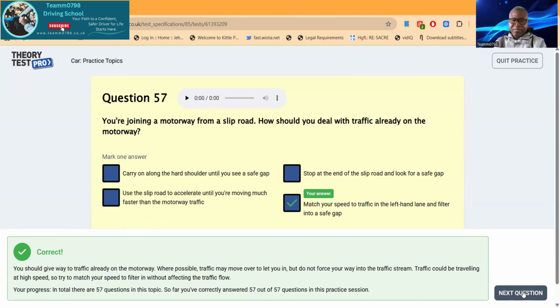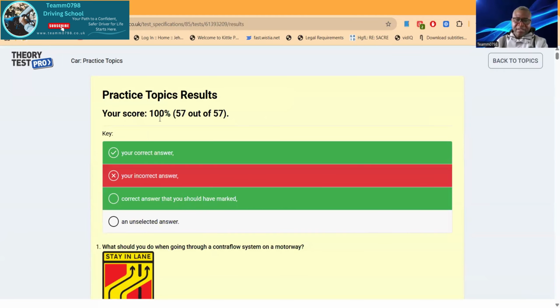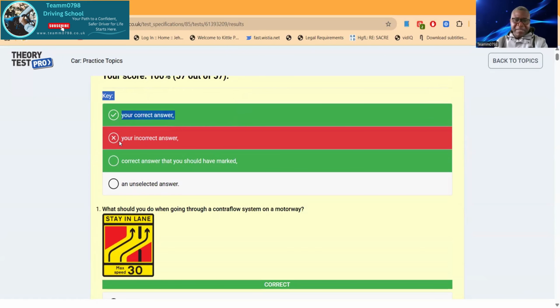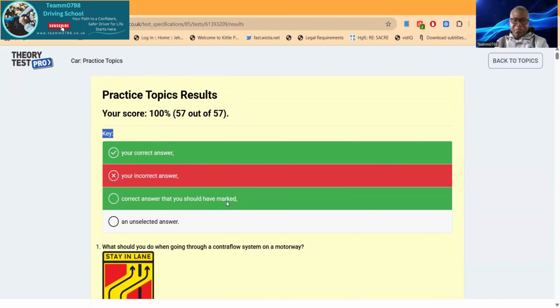Okay, so we've answered correctly. 100 out of 100, 57 out of 57. So this one is the key. I keep making a mistake here. This is just a key. It doesn't mean we got anything wrong here, which was some of the explanation I used before. I realized what it was. Okay, so your correct answer is that one. This will be the incorrect answer. The correct answer that you should have marked. These are just a key. The key just shows the color coding system for your answers, but we got that correct. My apologies, we've got 57 out of 57, which is 100%.